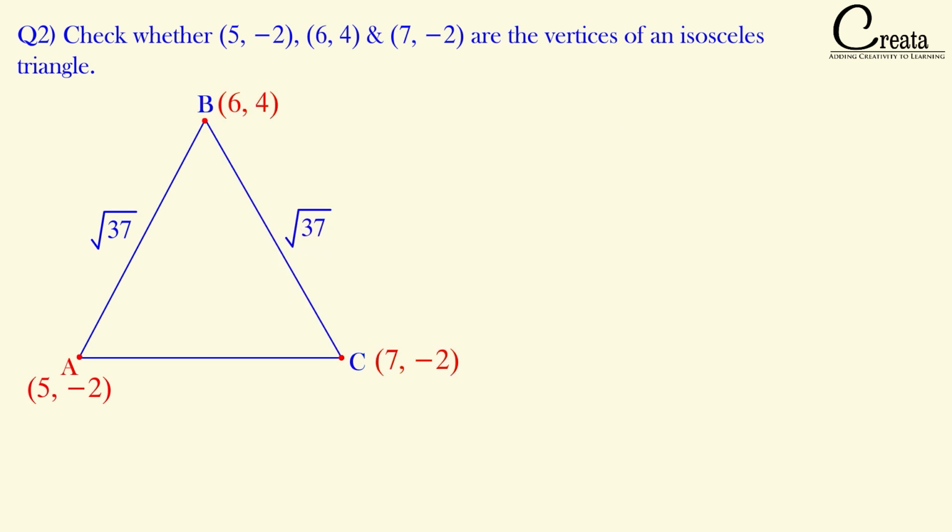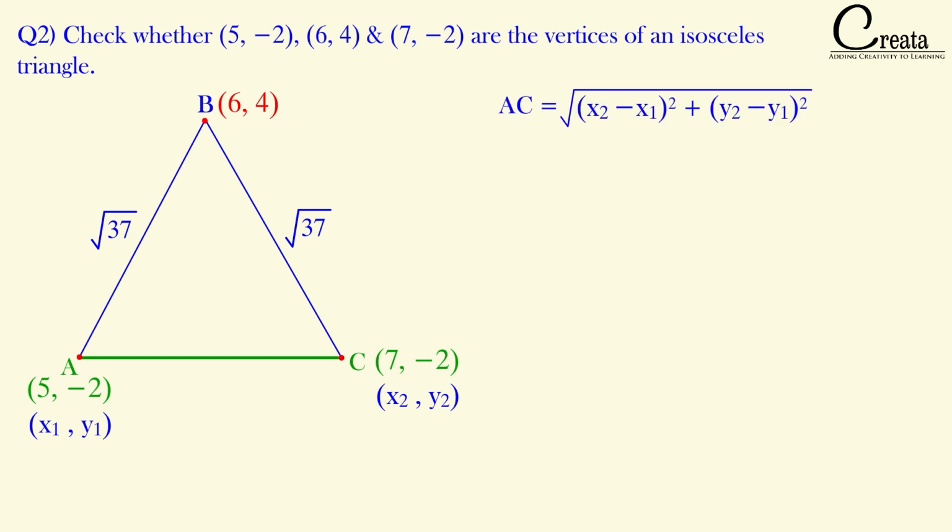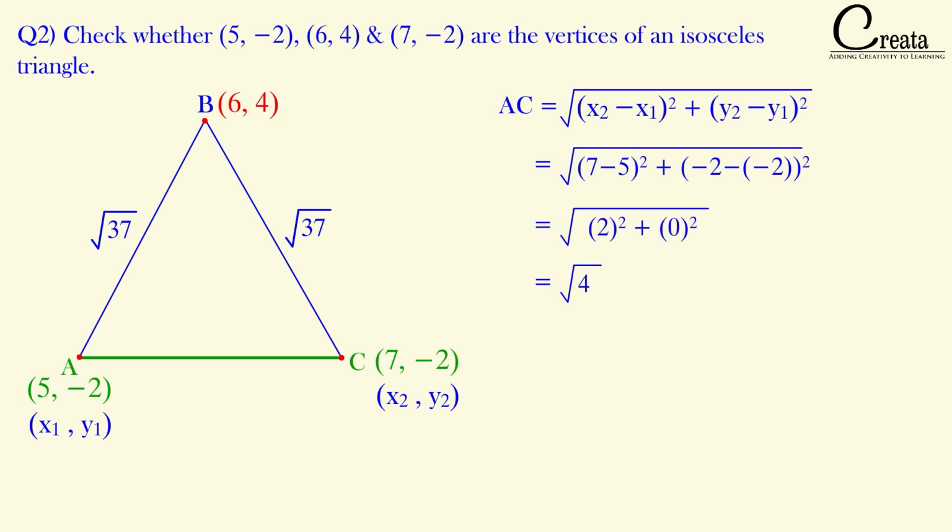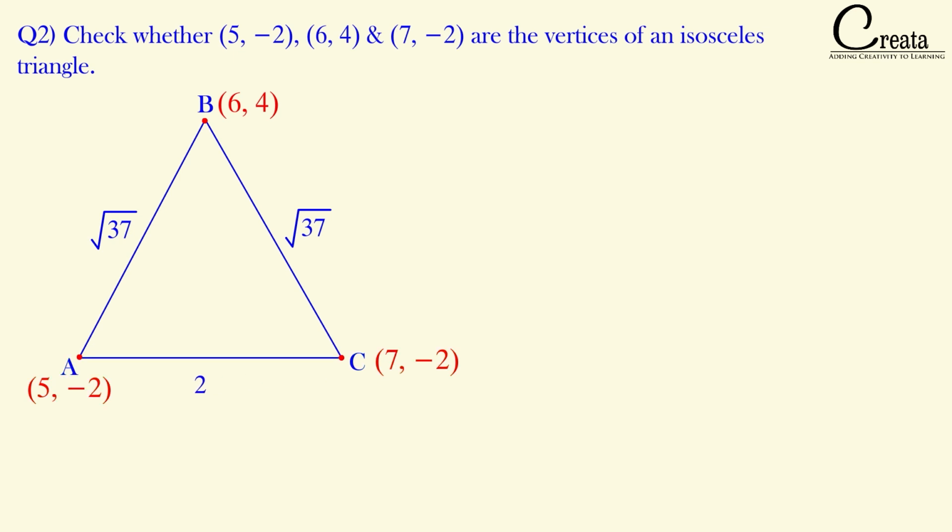Let's move further and we will try to find the distance AC. Here let's assume x1, y1 as (5, minus 2) and x2, y2 as (7, minus 2). Okay, we will use our distance formula. Let's put the value. On solving, we got AC as 2 units. Got it? So we got the 3 sides of this triangle, that is AB as root of 37, BC as root of 37 and AC as 2 units.